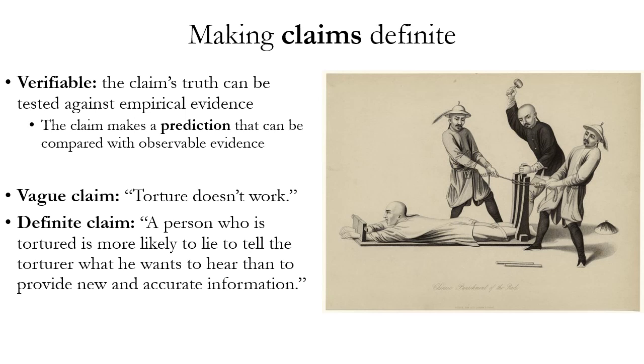Here's an example of a vague claim: torture doesn't work. It's not clear exactly what "doesn't work" means. It's not directly testable against empirical evidence. So here's a way of making that vague claim more definite. A person who is tortured is more likely to lie, to tell the torturer what he wants to hear, than to provide new and accurate information. Now, this claim may be true or it may be false, but it is testable. That's what makes it definite.